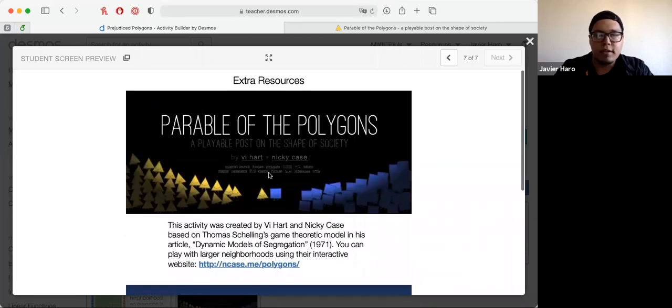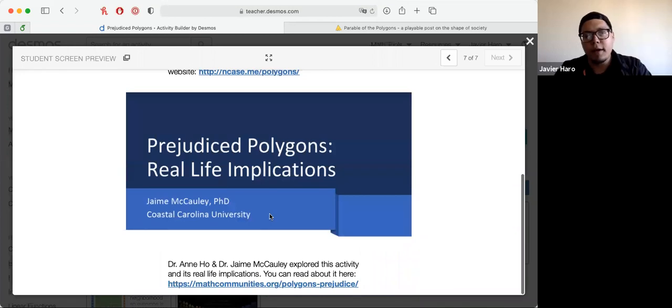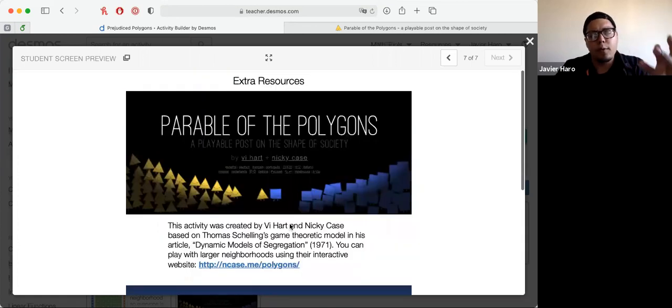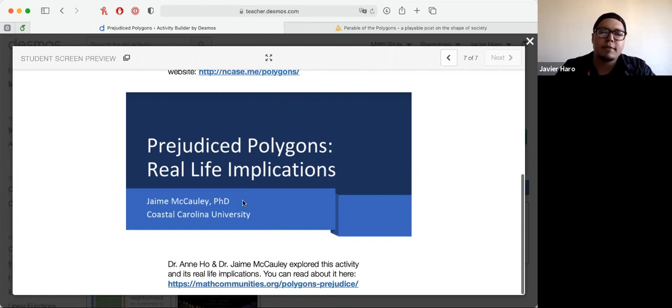And you can also take a look at these slides a little bit more about what we were doing here. We wanted the triangles and the squares to be more neighbors with each other because it's something that could be related to a bunch of things in real life. So you can click on this link to learn more about how it affects our daily lives, and see a little bit more about where this activity came from.